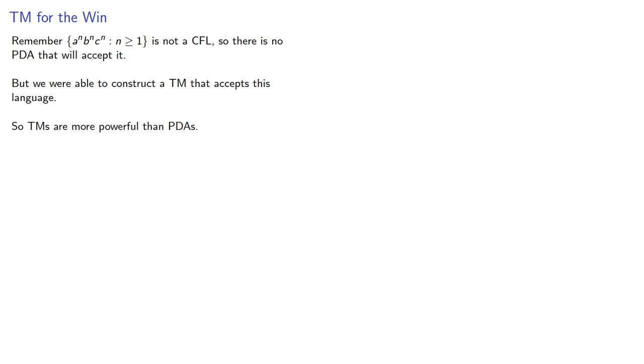So remember, this is not a context-free language, so there's no pushdown automaton that will accept it. But we were able to construct a Turing machine that accepts this language, so Turing machines are more powerful than pushdown automata. Are they powerful enough?